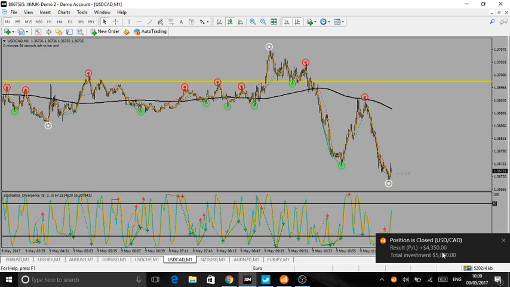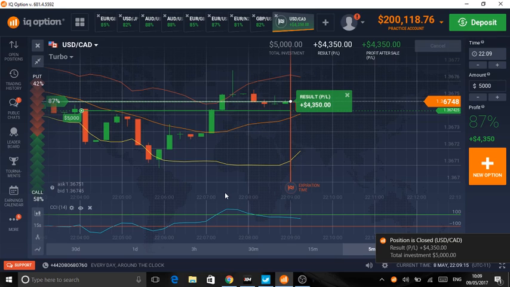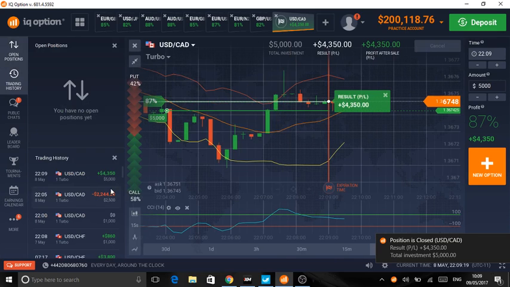As you can see, I didn't have to win every single trade for me to still make a profit. I lost my first one. I lost my second one, but I won my third. Was this my third one? I think this was my second one, wasn't it? Yeah, this is my first martingale. My second martingale came in the money.